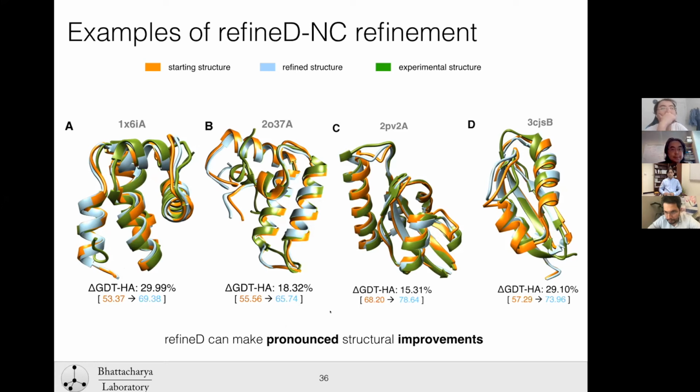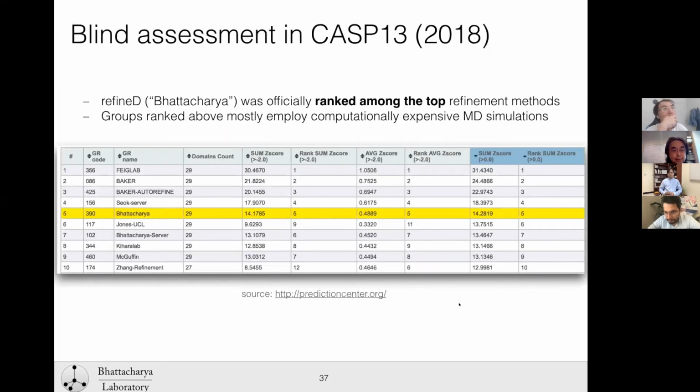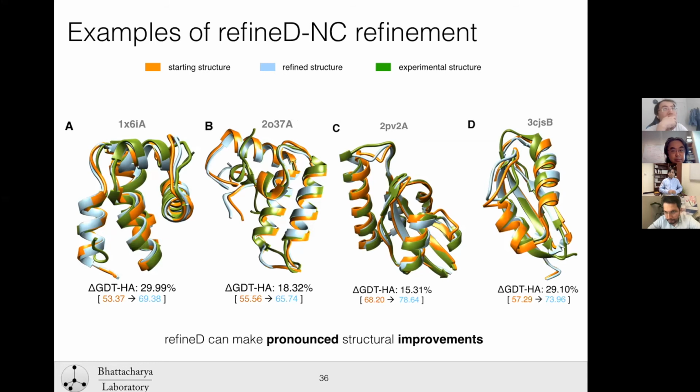And also some of the other examples, we see a similar trend. So refined can make pronounced structural improvement when we use the non-cumulative version, but we should also be mindful that it is not always the case. These are all good examples. Sometimes it is not the most consistent method. Sometimes it can degrade the starting structures.